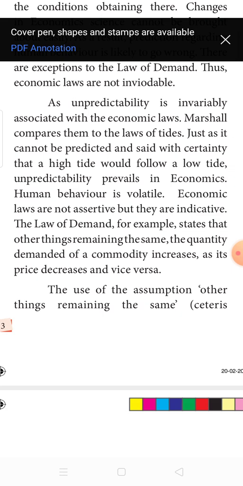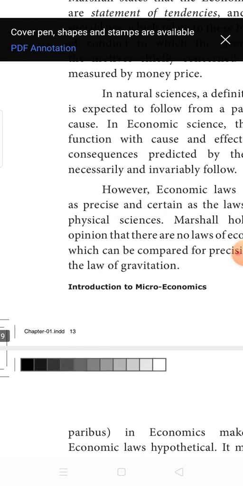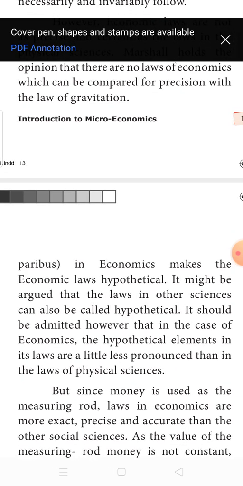The law of demand says that the quantity demanded of a commodity increases when price decreases. This is applicable only when other things remain the same. Now we need to understand what other things are. What do you mean by other things remaining the same? In economics we call it ceteris paribus. Underline this.